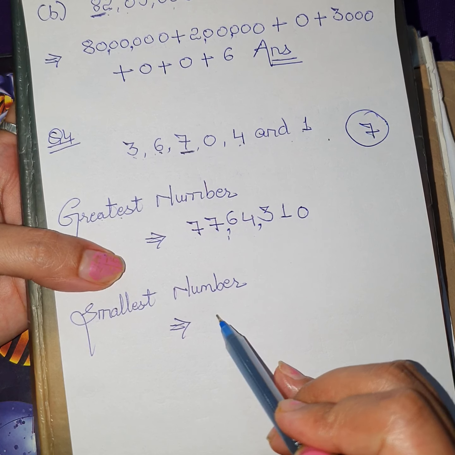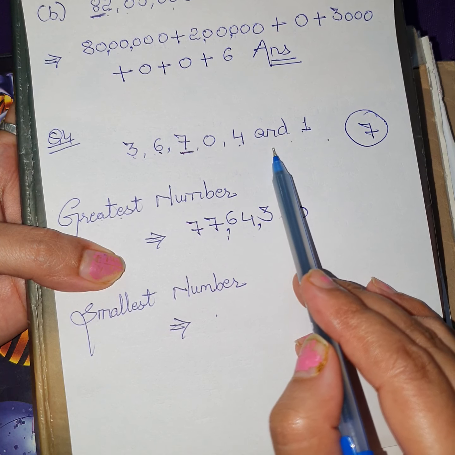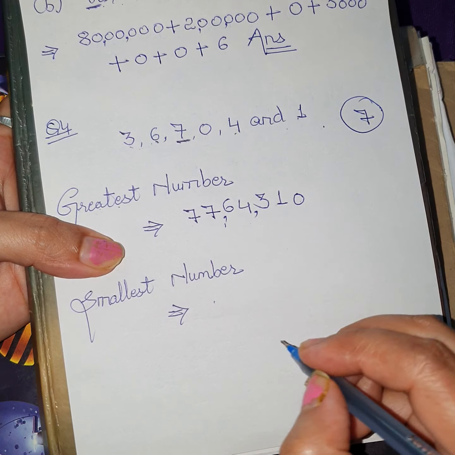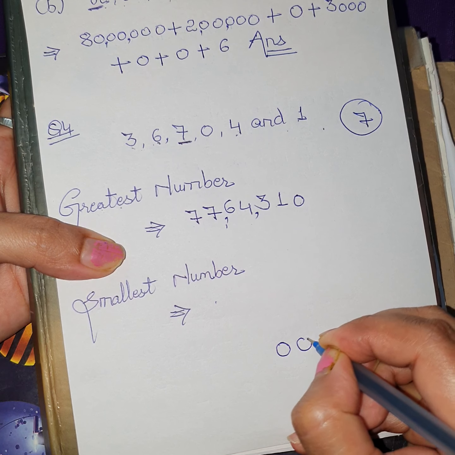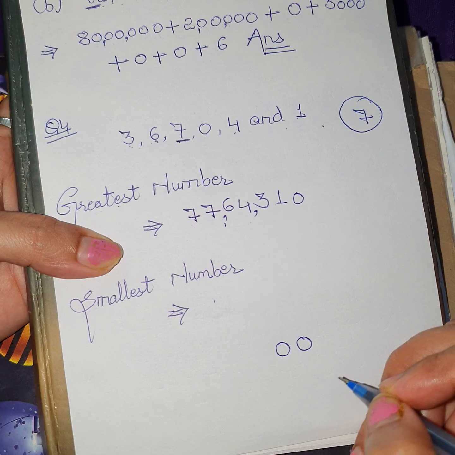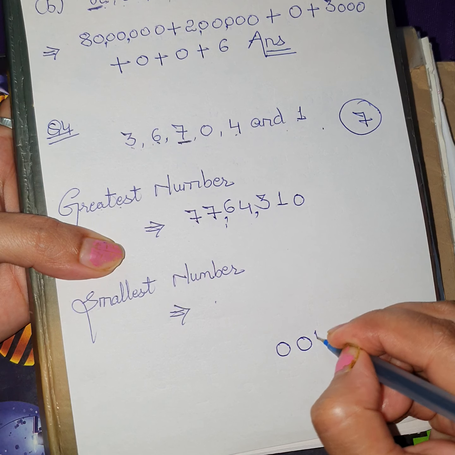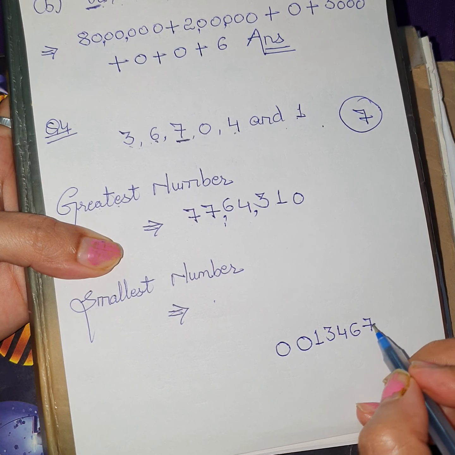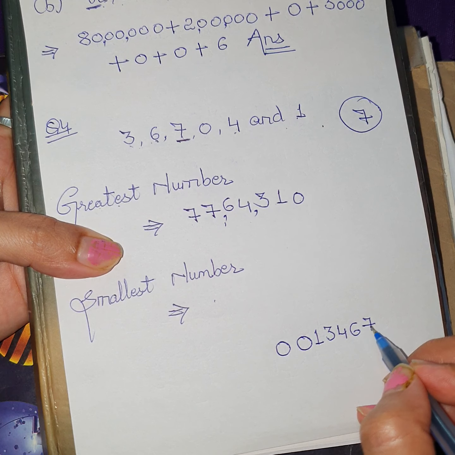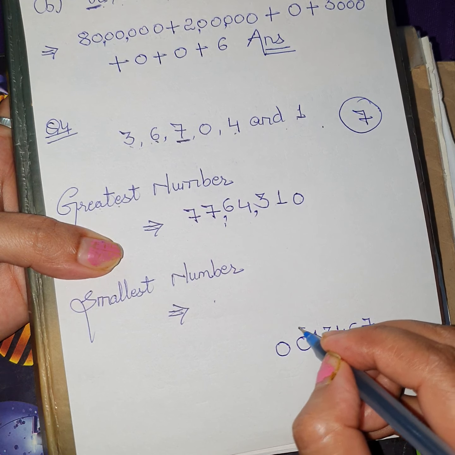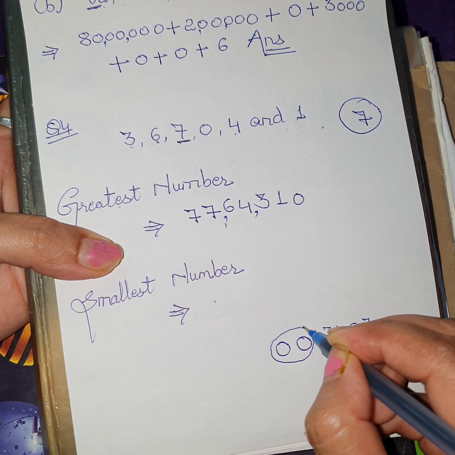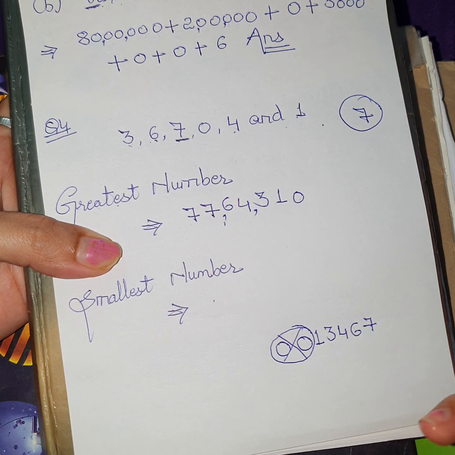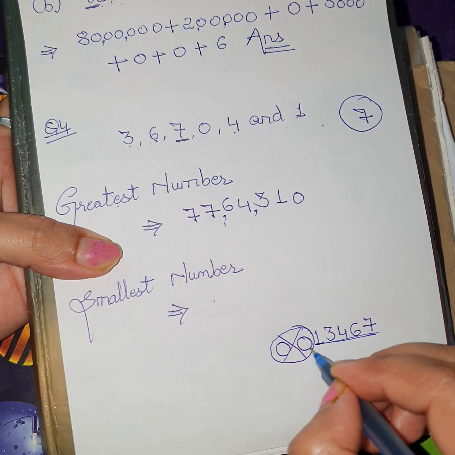Similarly, when we have to frame the smallest number using these digits, what will we do? I told you when I explained that the smallest digit is 0 here, but we cannot start our number with 2 zeros. If you write 00, then 1, then 3, then 4, then 6 and then 7, it will not be counted as a 7-digit number. It will be counted as only a 5-digit number, because if the number starts with 0, we don't count that 0. So this will not be counted as your smallest 7-digit number.